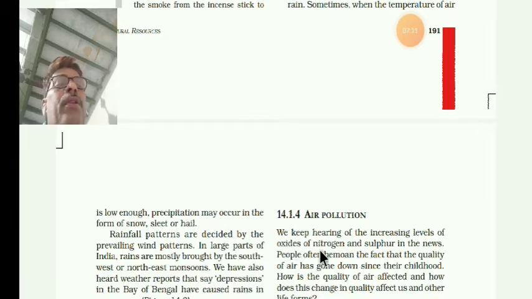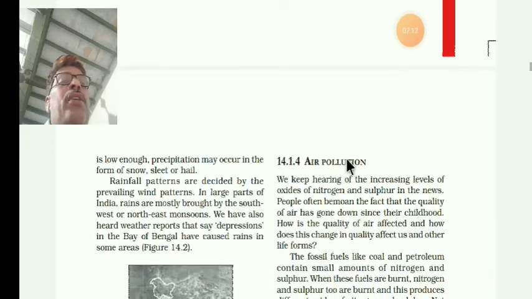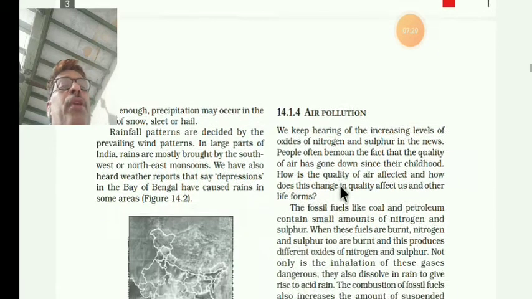Okay, now we will discuss air pollution. What is air pollution? The increase in the content of harmful substances in the air is called air pollution.